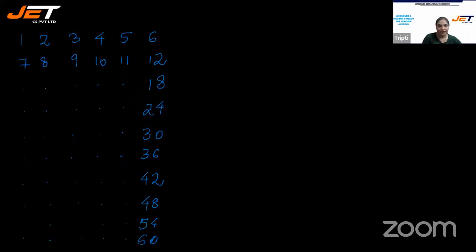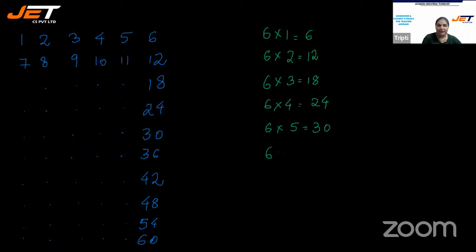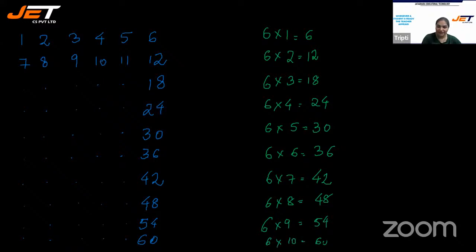Okay, 6 times 1 is 6. 6 times 2 is 12. 6 times 3 is 18. 6 times 4 is 24. 6 times 5 is 30. 6 times 6 is 36. If you noted, I'm just writing the numbers which are written over here. 6 times 7 is 42. 6 times 8 is 48. 6 times 9 is 54. And 6 times 10 is 60.